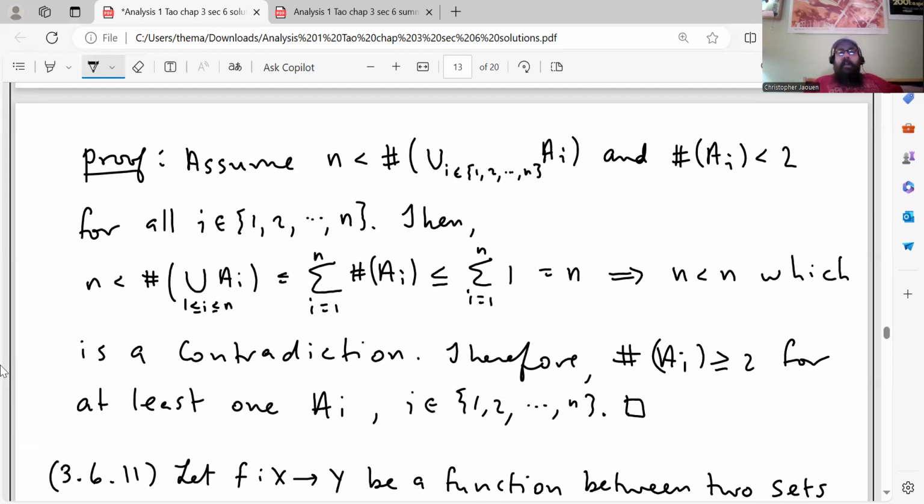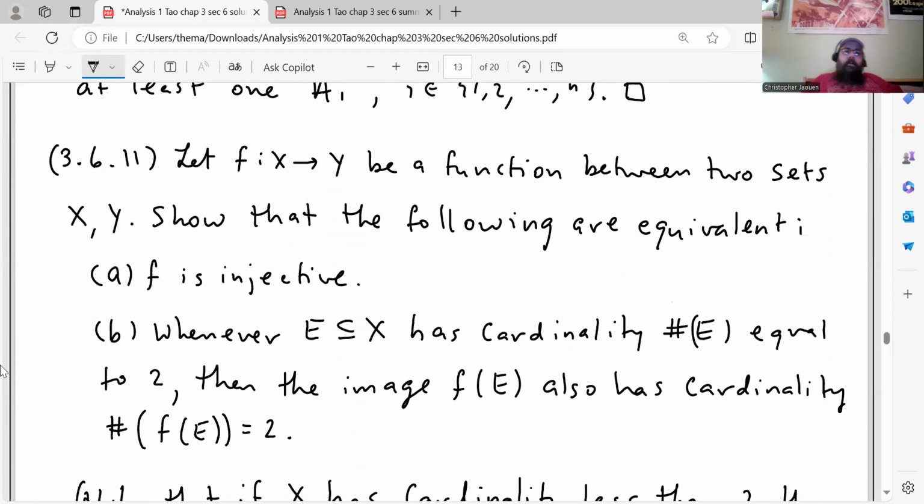Therefore, that implies n is less than n, which is a contradiction. Therefore, the cardinality of Ai has to be greater than or equal to 2 for at least one of the Ai's. And that's the proof. All right, 2 more problems to go.